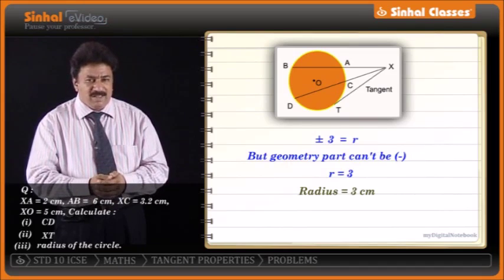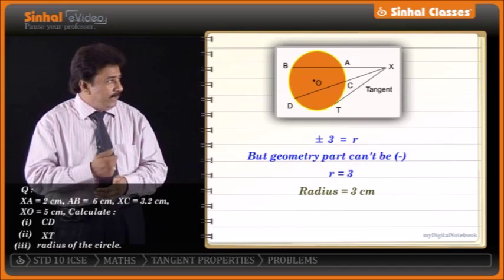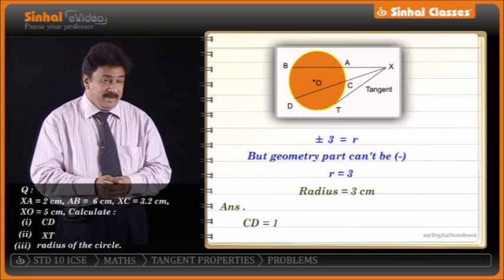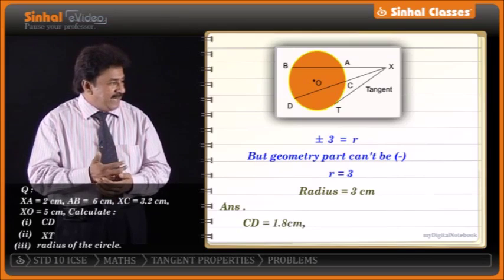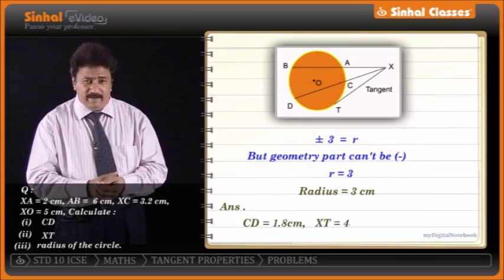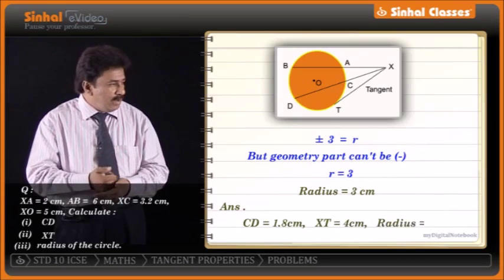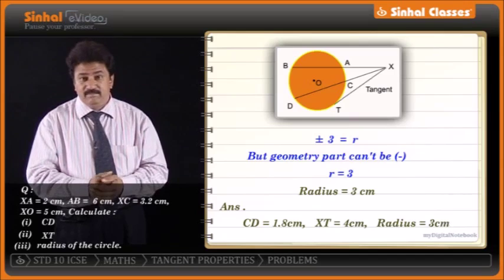I'll recall all the answers once again. What is the first one? CD. CD is nothing but 1.8 centimeters. XT is nothing but 4 centimeters. And the last and final part of the answer, radius is 3 centimeters. And the sum gets over.